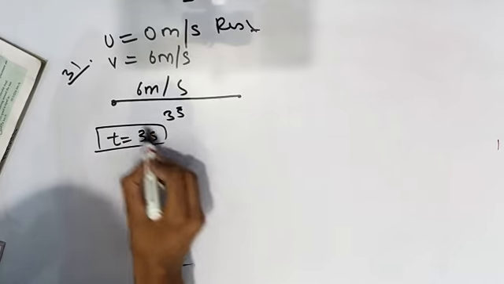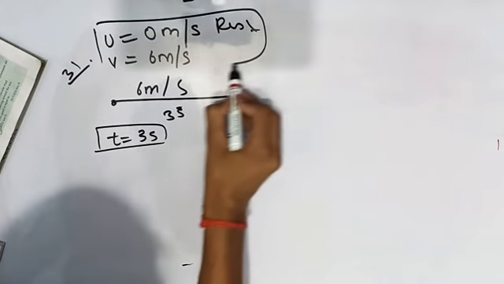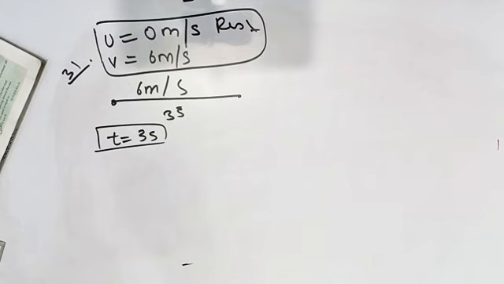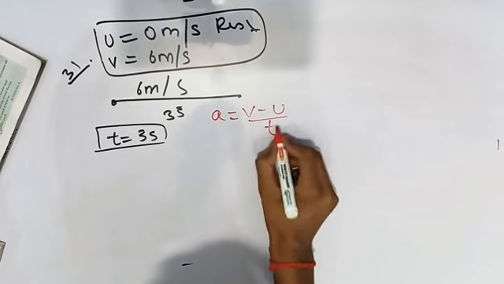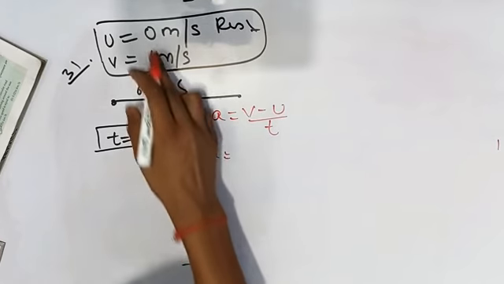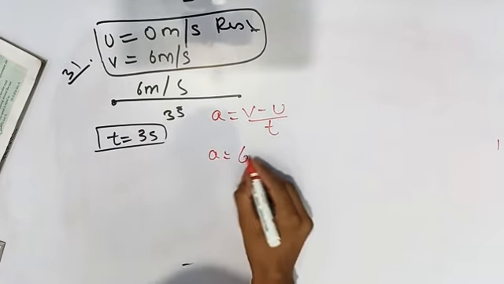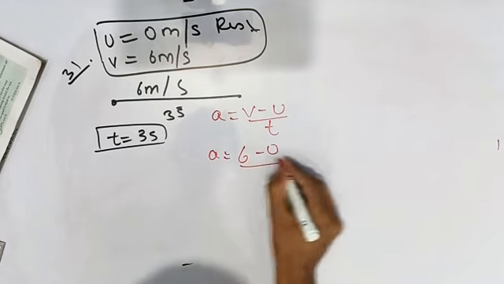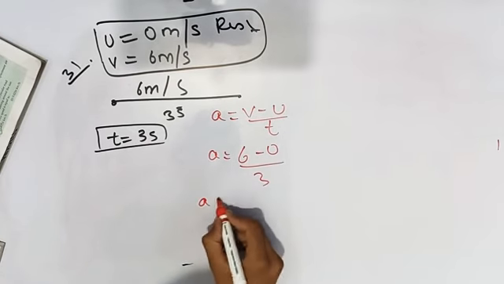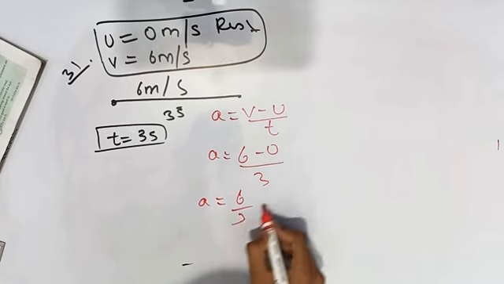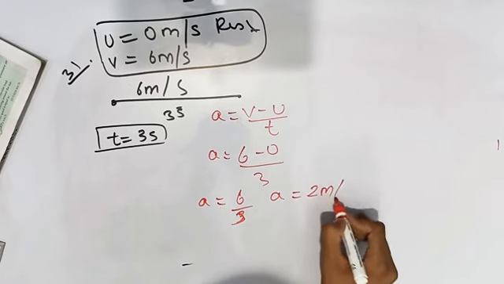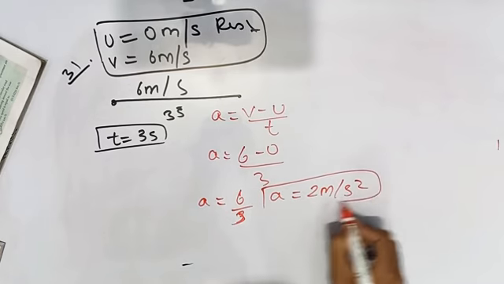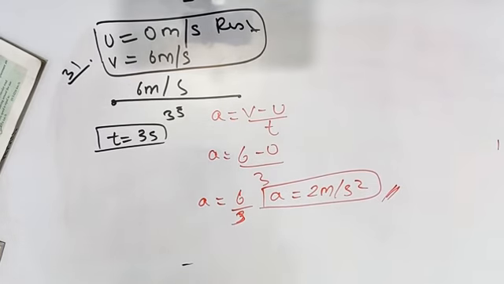So we have to find out the acceleration. So simple, we will put them in the acceleration formula. So what is the acceleration formula? Acceleration formula is v minus u upon t. So a is equal to v, we know only 6 meter, and u is 0, and t taken is 3 seconds. So simple, the acceleration is 6 upon 3, or we can say that acceleration equals 2 meter per second square. Simple.